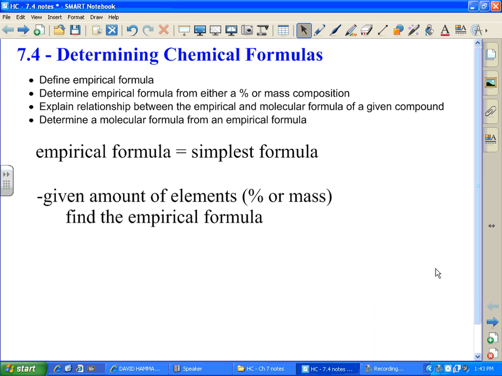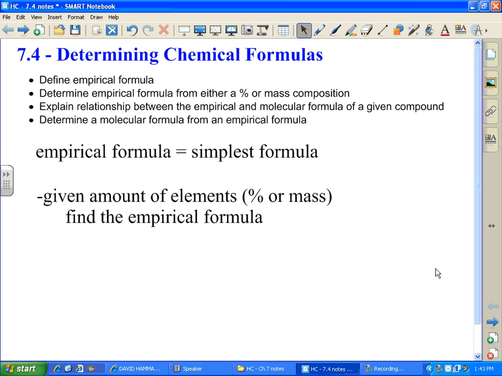Today's lesson will be looking at section 7.4, determining chemical formulas. You can see the 4 objectives that we will cover in today's section. Number 1, define the term empirical formula. Number 2, be able to determine or calculate the empirical formula from either a percentage or mass composition of elements in a chemical. Number 3, look at the relationship between empirical and molecular formulas of a compound. And number 4, be able to determine a molecular formula from empirical formula data.